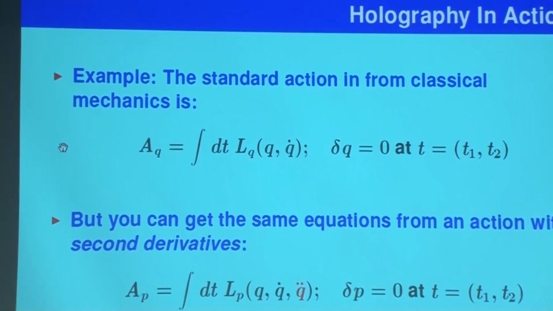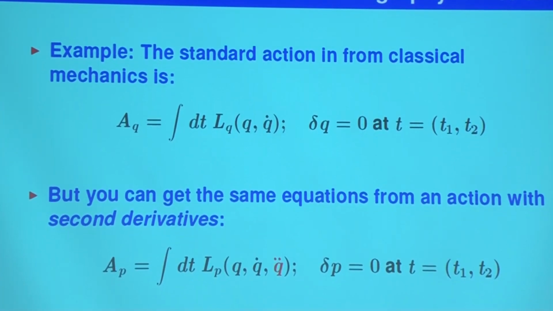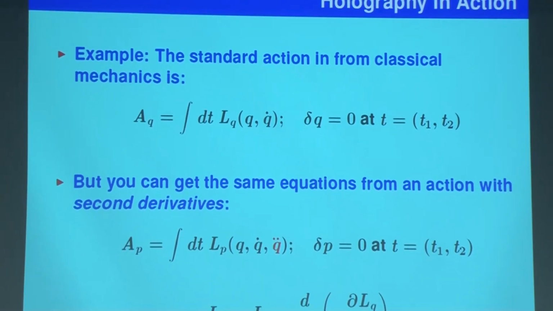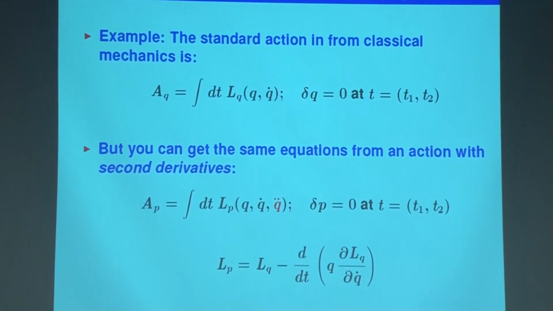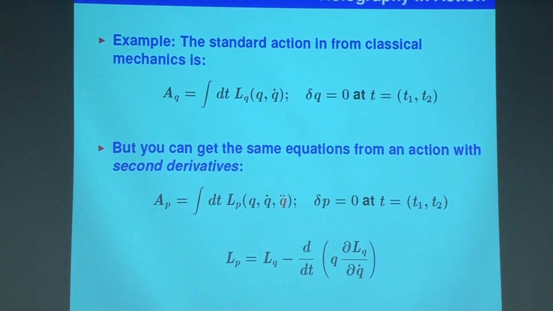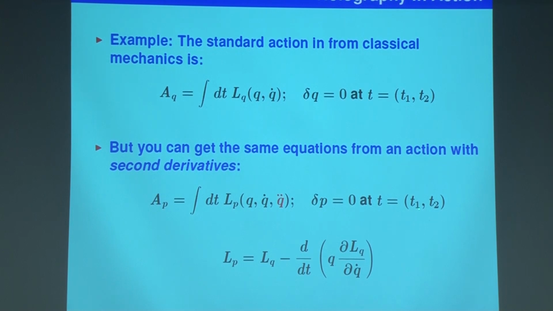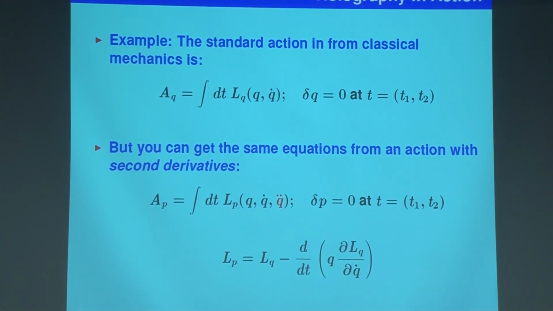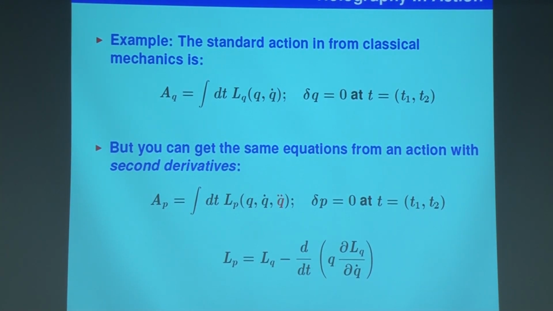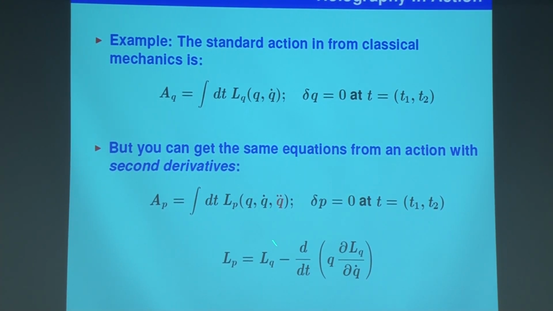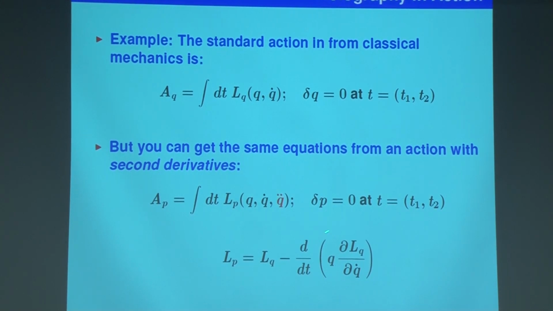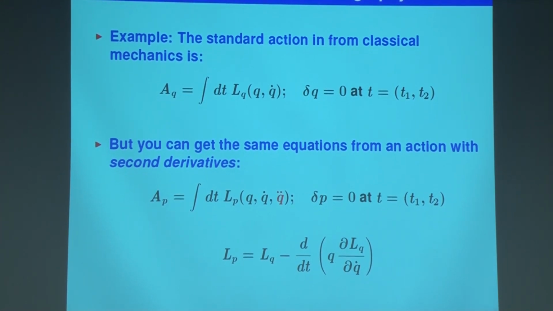Now, it turns out that you can also introduce an action or Lagrangian which will give you exactly the same equations of motion, but with delta p set at the endpoint T1 and T2. That is, instead of fixing the coordinates, you are fixing the momentum. That action is just this action L_q minus d by dt of this quantity, dL by dq dot times q, this is just p, so it is pq, you subtract.